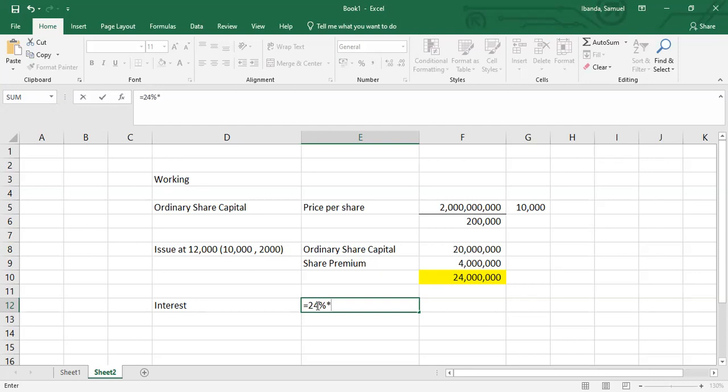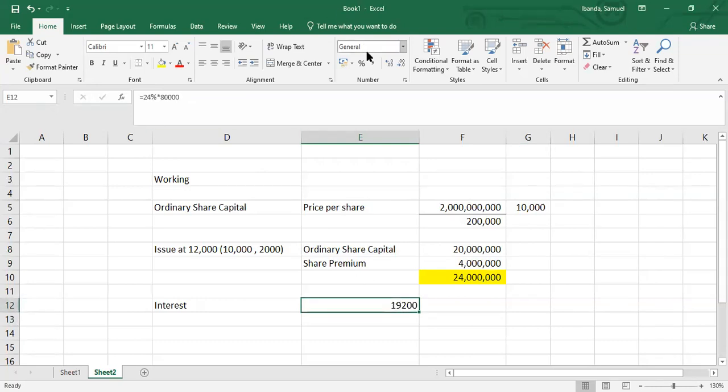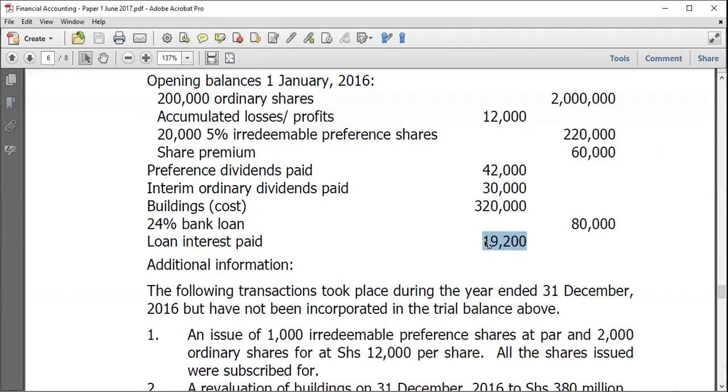24% times the 80,000. So this gives us 19,200, basically 19 million. So what was paid is actually the same. So the interest has been fully paid. So we don't have outstanding interest.